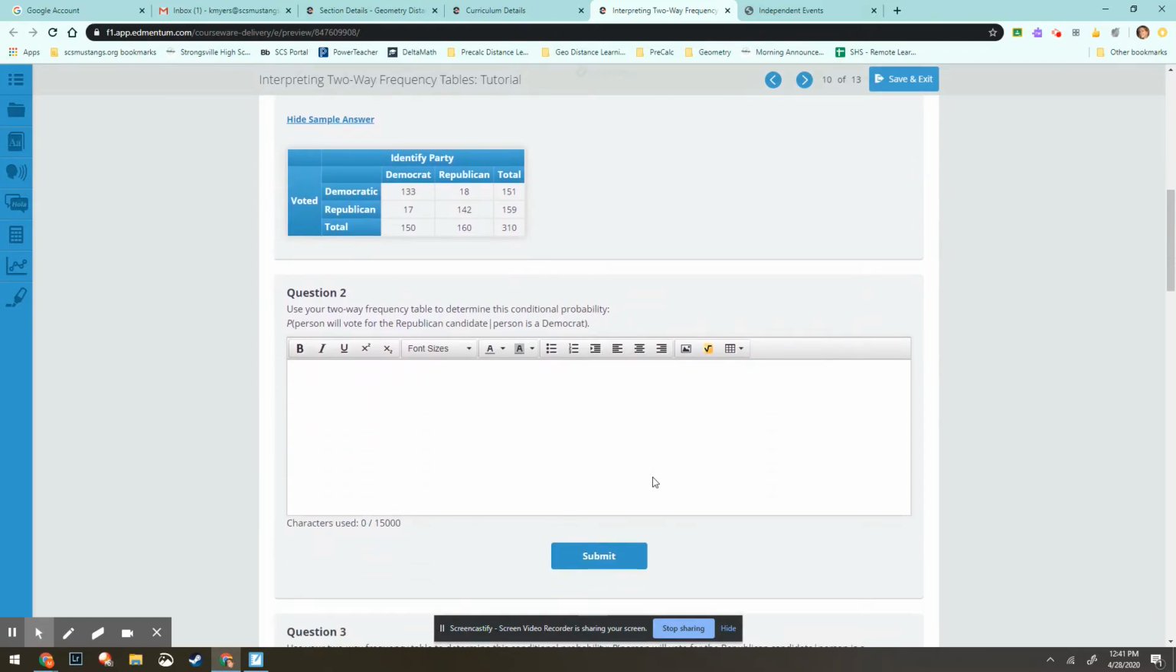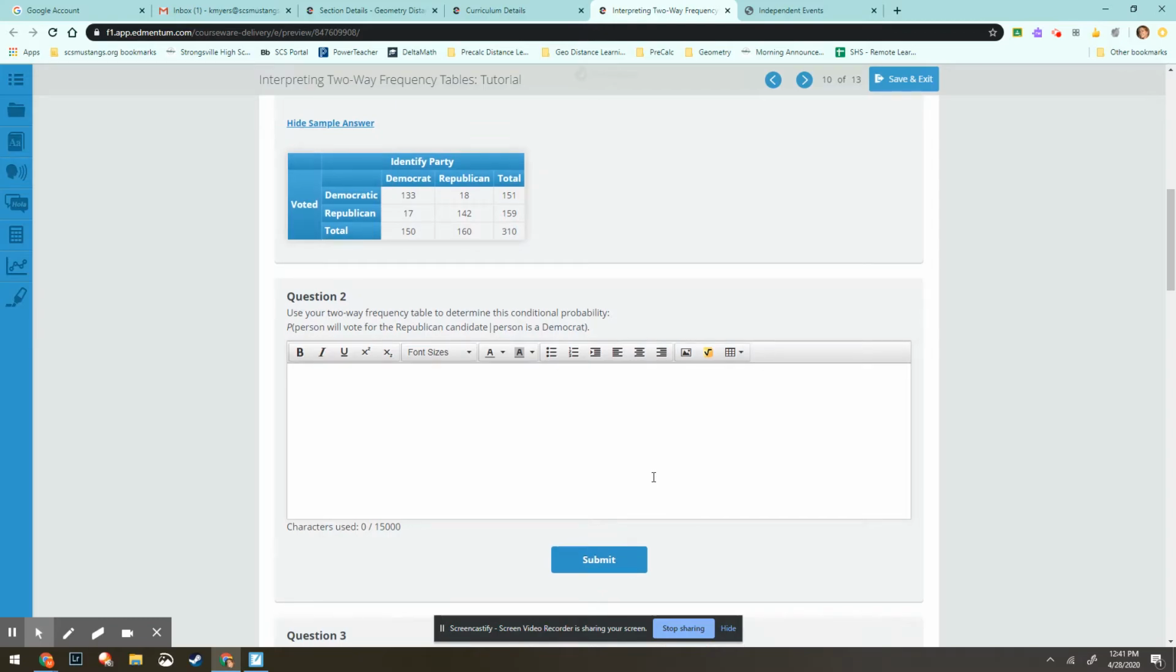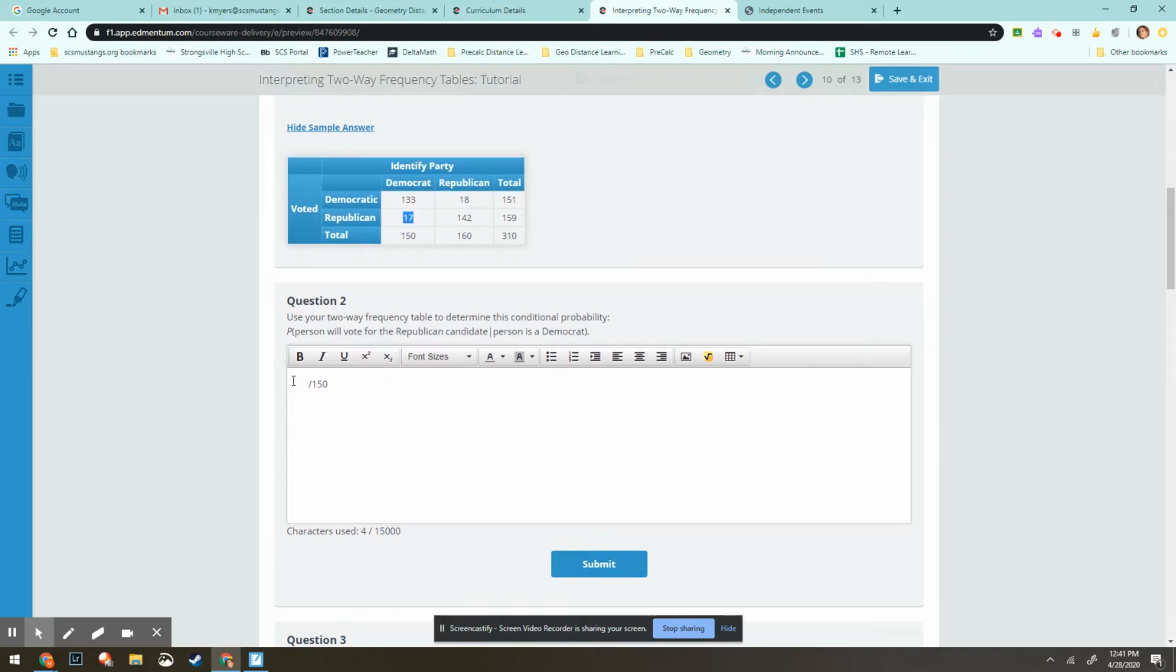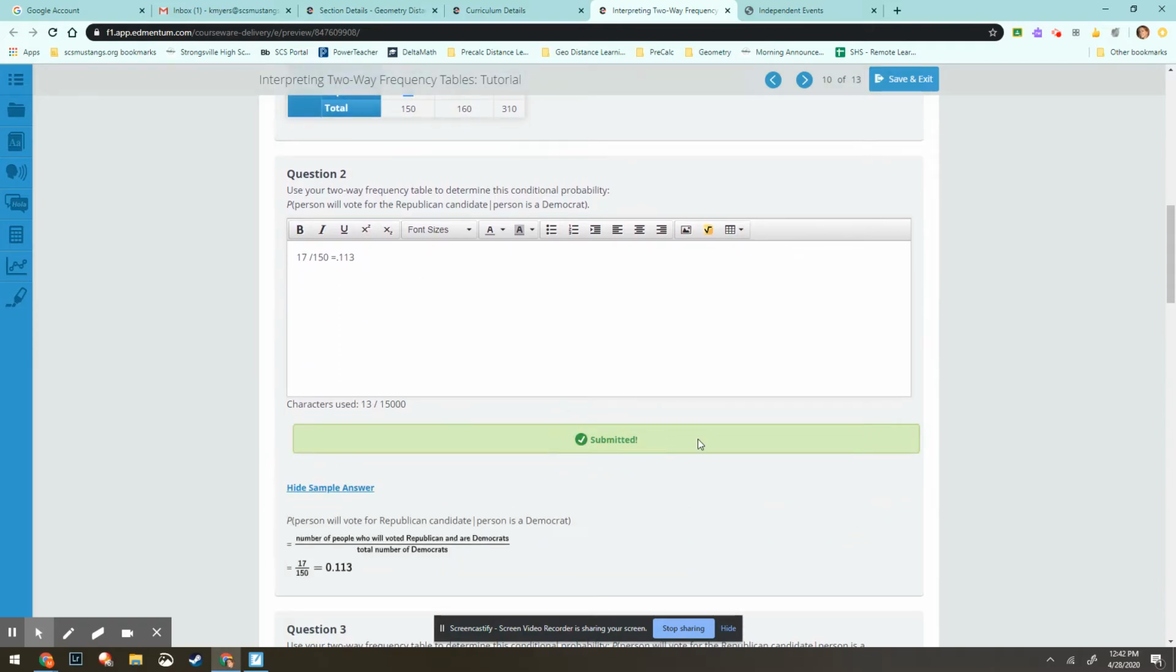Now for number 2. We want to use the table to determine the probability that a person will vote Republican given that they're a Democrat. Given that they're a Democrat means we're going to look at 150 as the denominator. The number of people that are going to vote Republican is 17. So over here I'm going to type 17 over 150, which as a decimal is 0.113, or about an 11% chance. Yay.